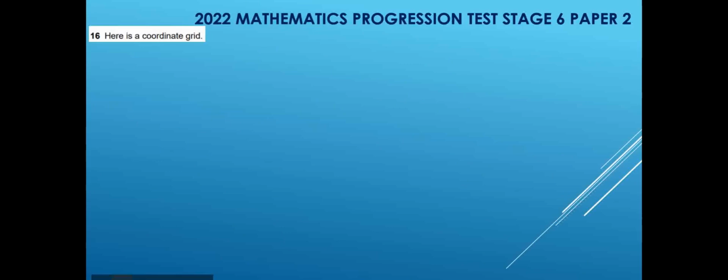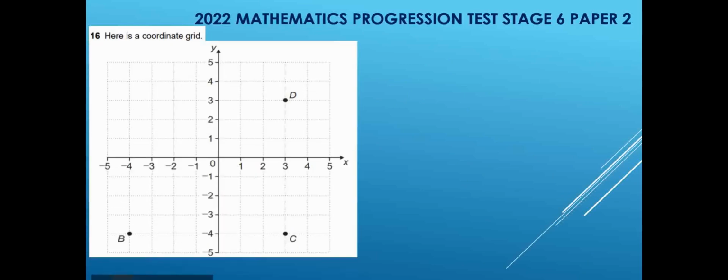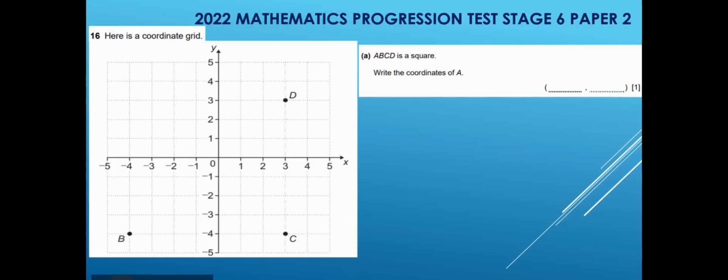Question 16. Here's a coordinate grid. ABCD is a square. Write the coordinates of A. 10 seconds. Alright, let's reveal the answer.